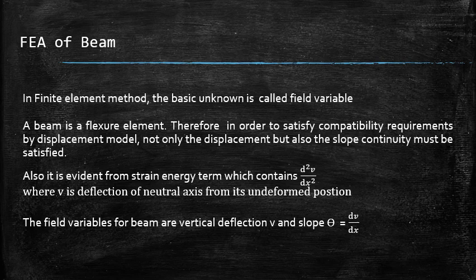As you know that the starting point in finite element method is to predict the behavior of field variable. Now what is meant by field variable? The basic unknown quantity that has to be determined is called field variable. For example, in structural problem, the field variable is often displacement. In heat transfer problem, the field variable is temperature.